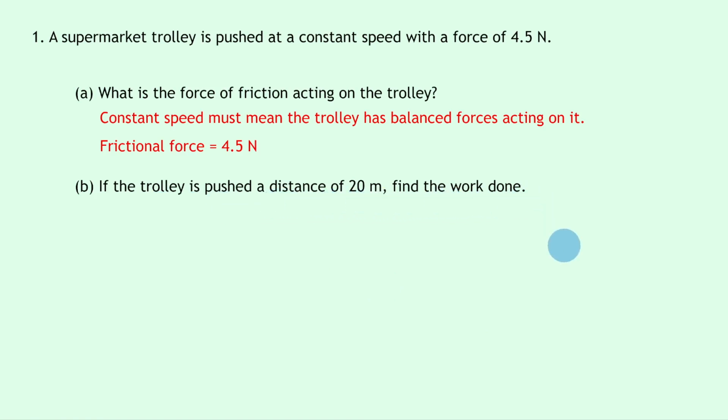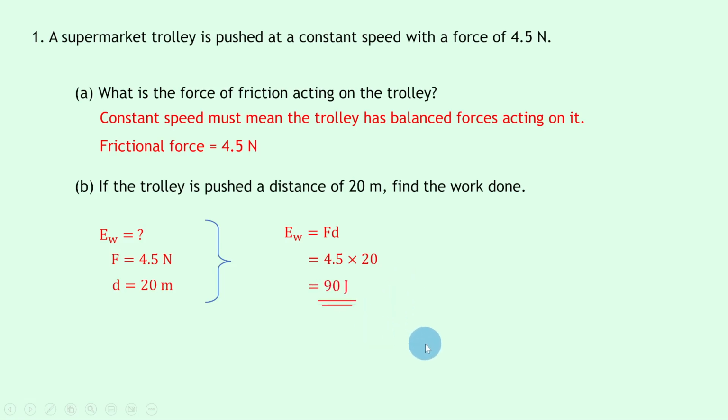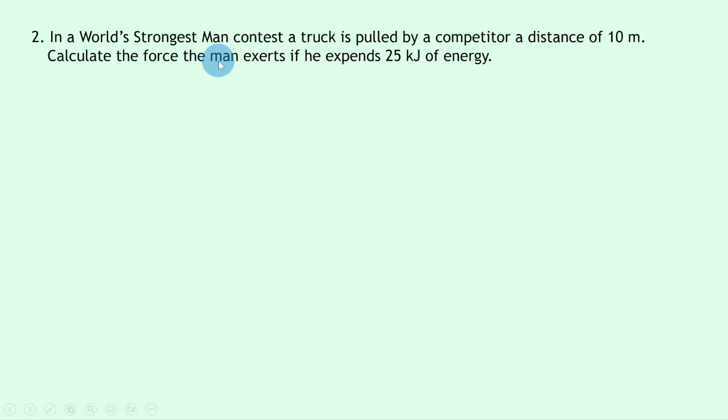Part B says, if the trolley is pushed a distance of 20 metres, find the work done. Well, writing down what we know from the question, we're trying to find the work done, EW. We know that the frictional force F is 4.5 newtons, and the distance D is 20 metres. So writing down our equation for work done, we have EW equals F times D, substituting in the numbers gives 4.5 times 20, and putting that into your calculator or just doing it in your head gives an answer of 90 joules.